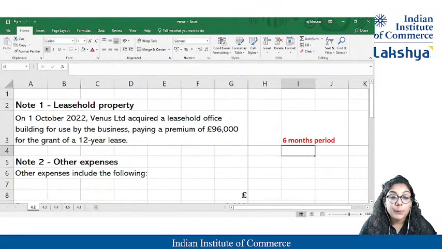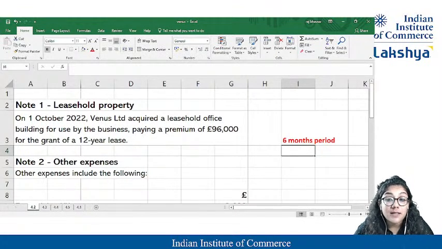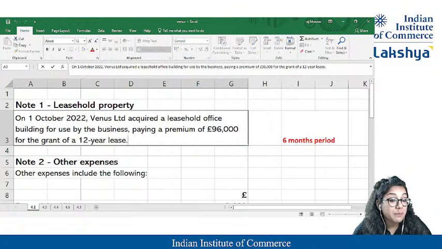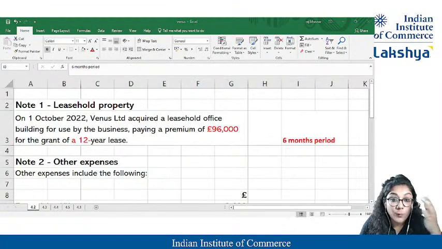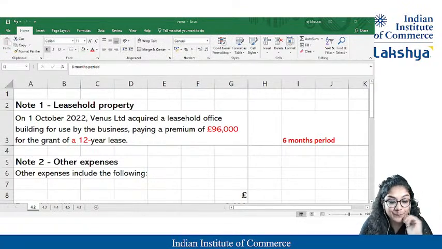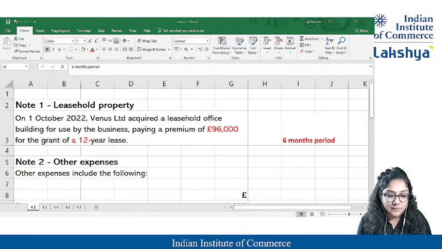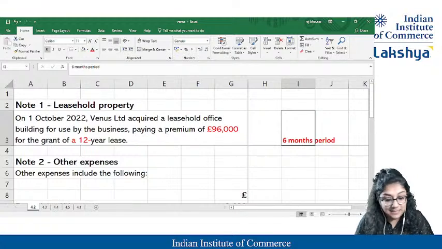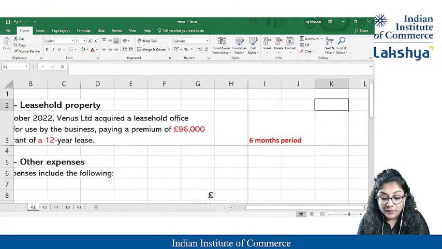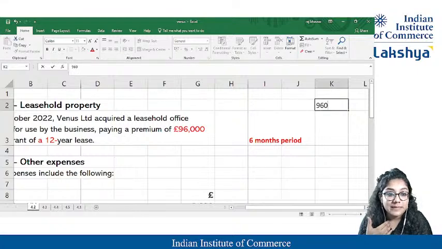Basically, Venus acquired a lease for its use, so it will be paying the premium. The premium paid is 96,000 for 12 years. So basically there would be another party who would be receiving the lease premium for 12 years. If it is Mr. X, he would have received the premium, for example, the other party would have received a leasehold premium of 96,000.